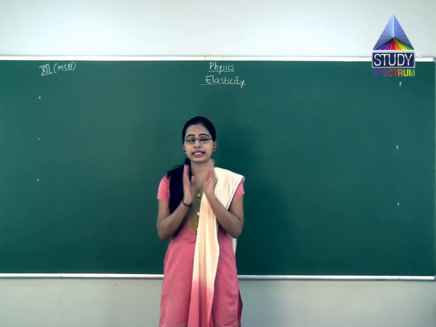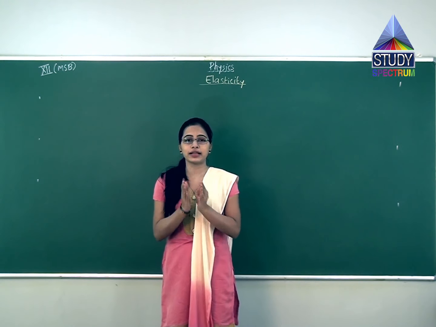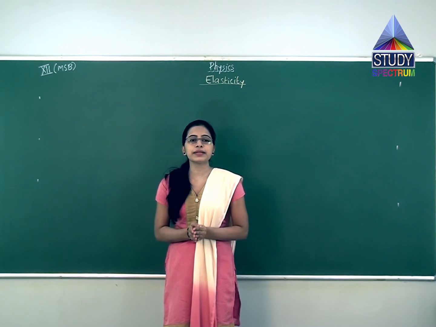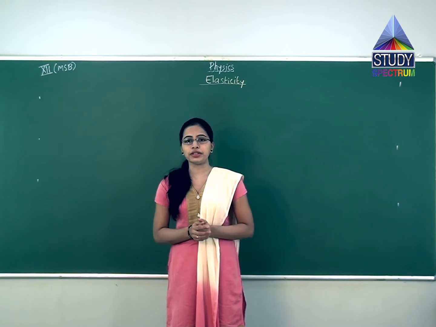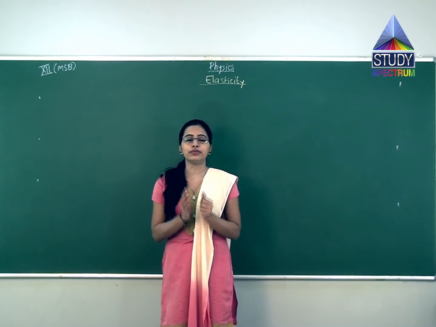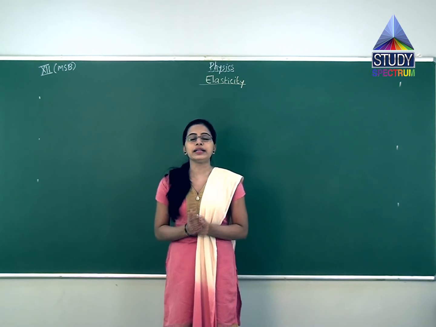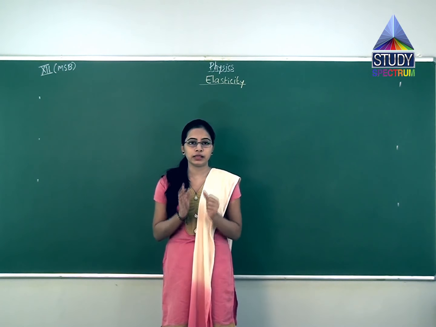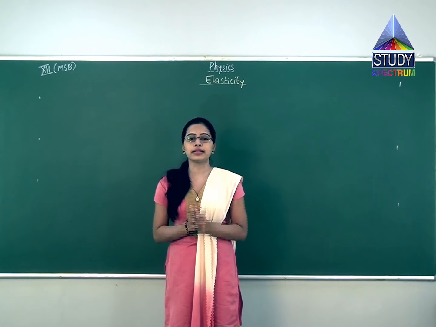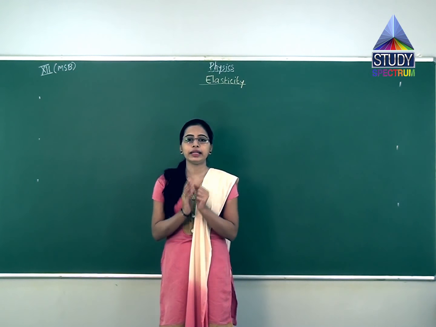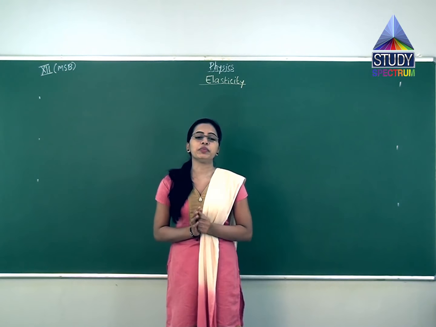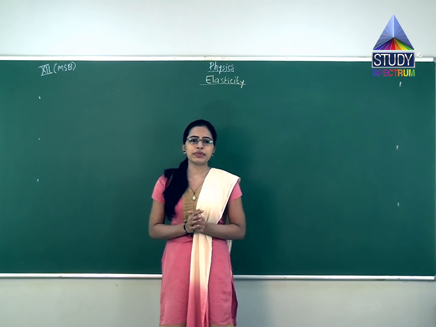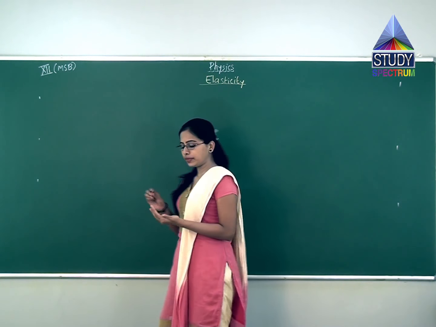Next example is the second example from your textbook. It is an unsolved problem. The problem is: find the increase in pressure required to decrease the volume of mercury by 0.001%. Bulk modulus is given. Bulk modulus of mercury is equal to 2.8 into 10 raised to 10 Newton per meter square. Now a very simple example. Let's start solving.